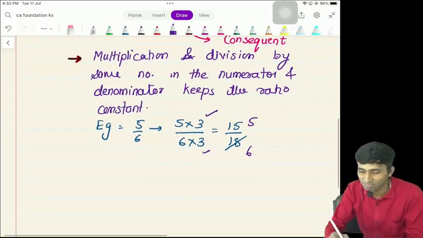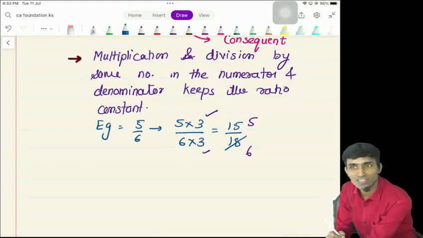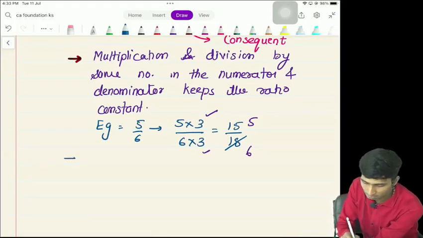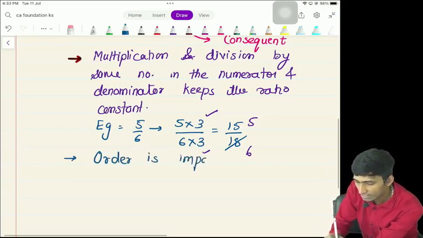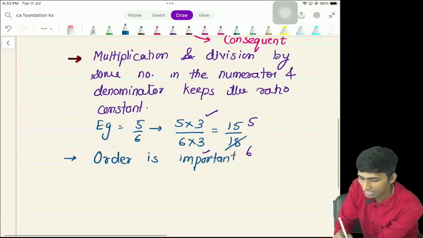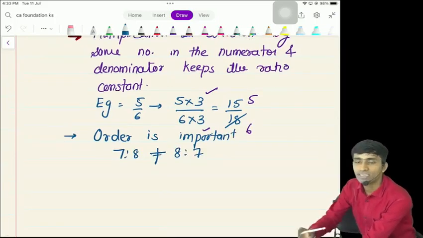Done? Copy. Order is important. Why? 7 is to 8 is not equal to 8 is to 7. Correct? Order is important.